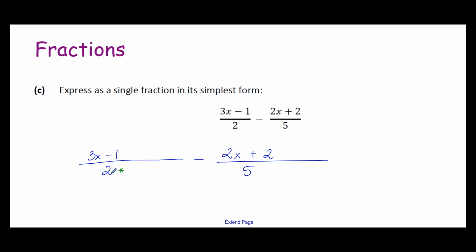So my first fraction, I'm multiplying by 5, but if I multiply the bottom of the fraction, I have to multiply the top of the fraction. And my second fraction at the bottom is missing 2 because I need 5 multiplied by 2. But again, if I multiply the bottom, I have to multiply the top of the fraction.